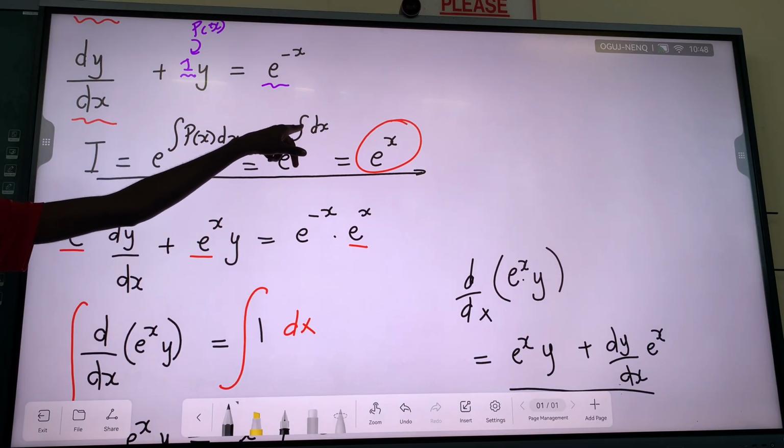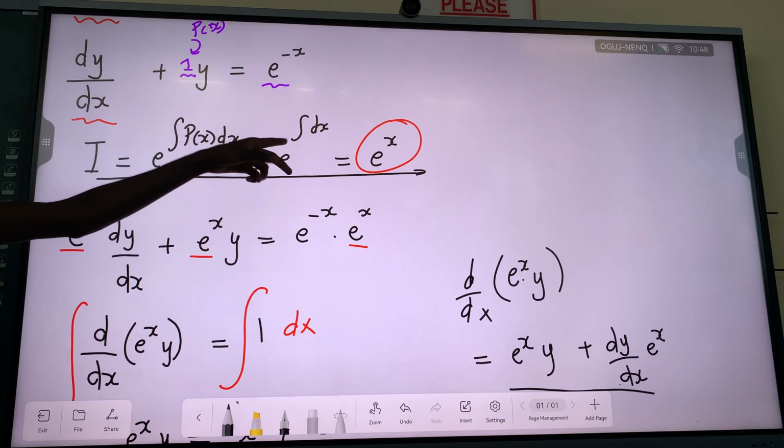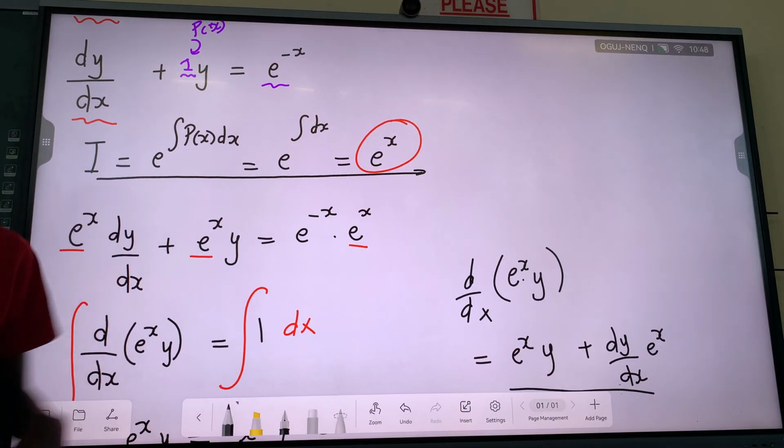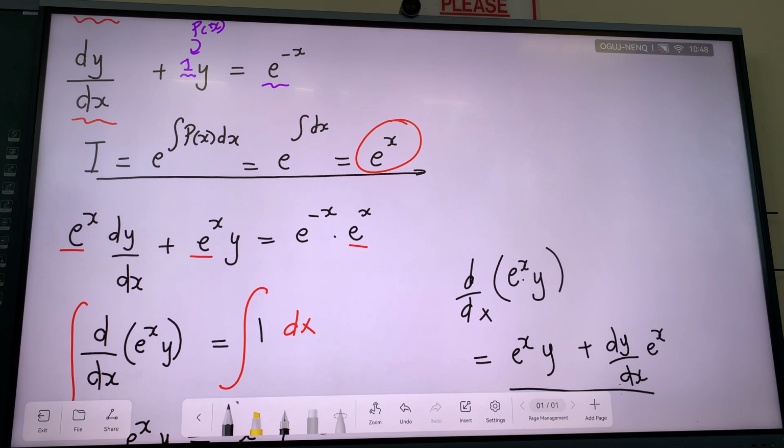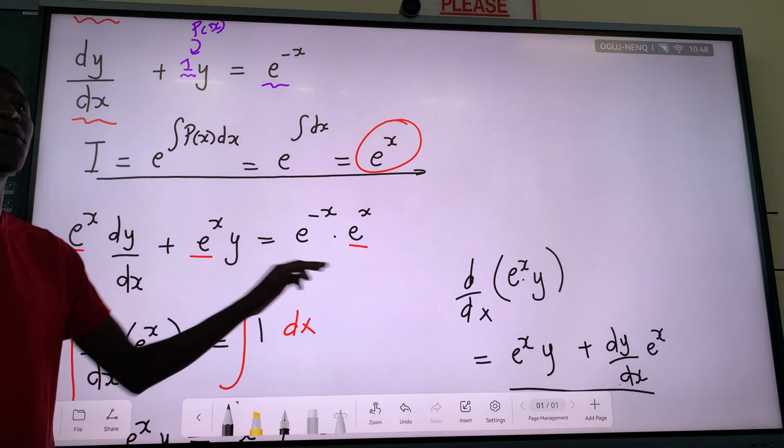If you integrate dx, you get x. So this is e to the power of x. Then you multiply every part of the equation by e to the power x, the integrating factor. There is another simplified way, if you don't want to follow the whole process.